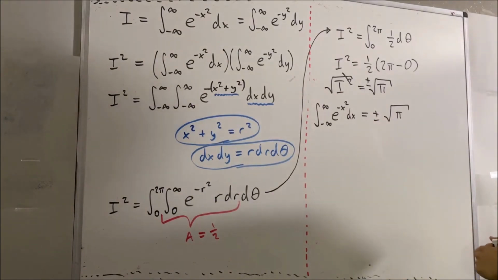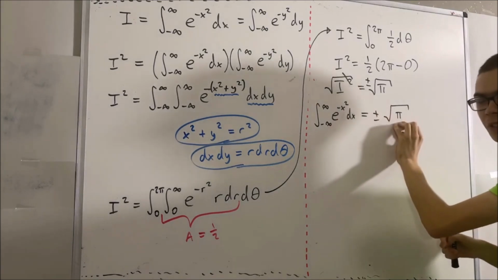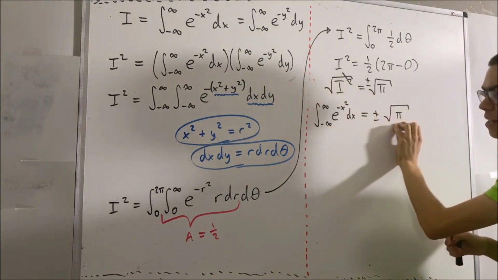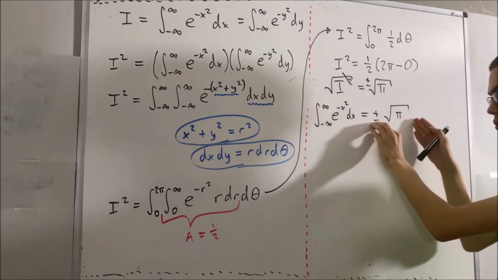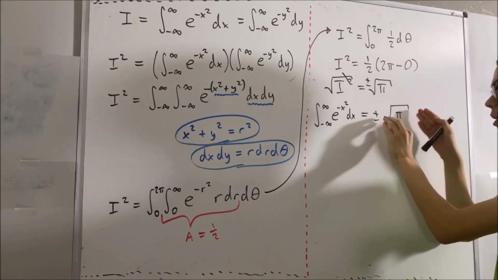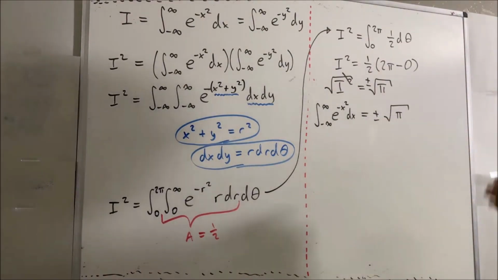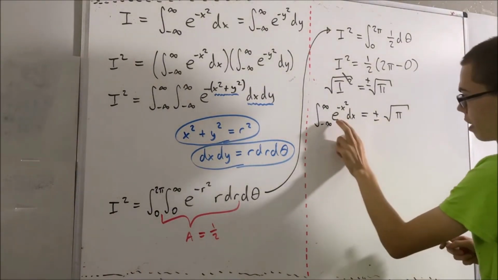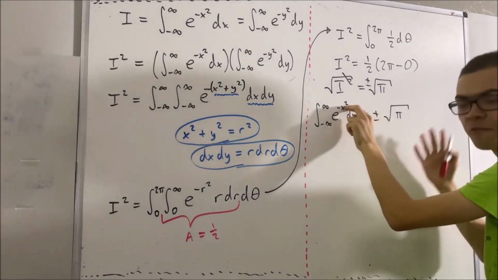But that's strange. How can a definite integral have two possible values? That seems odd. Well, it turns out that only one of these values is correct. It's either positive square root of pi or it's negative square root of pi. And if you think about it, our integrand, e to the negative x squared, is always positive for every x value.